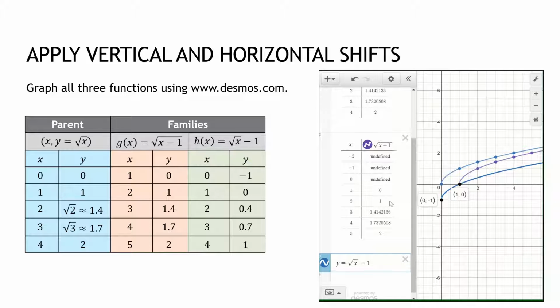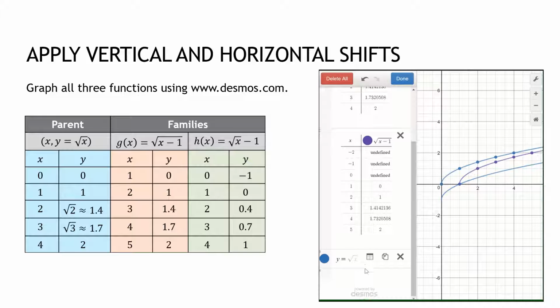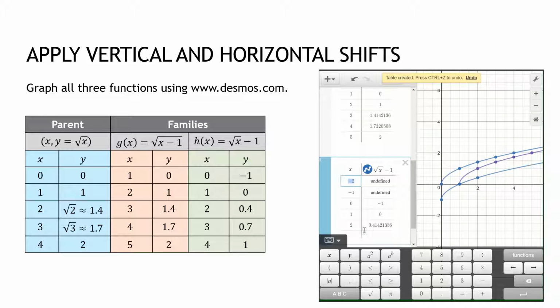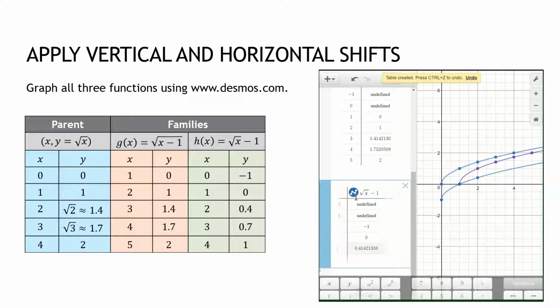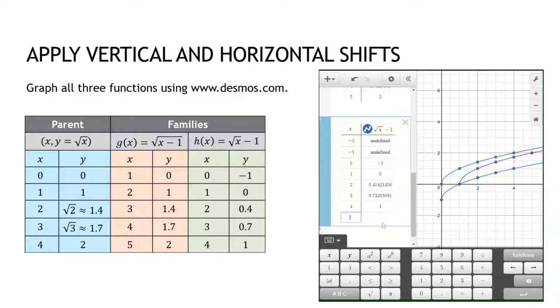This one's not going to show me, so I'm going to have to do my little trick again and go to settings and tell it to give me a table. So it's now going to give me 3, 4, and I can verify all of my values to make sure that I did my work right.